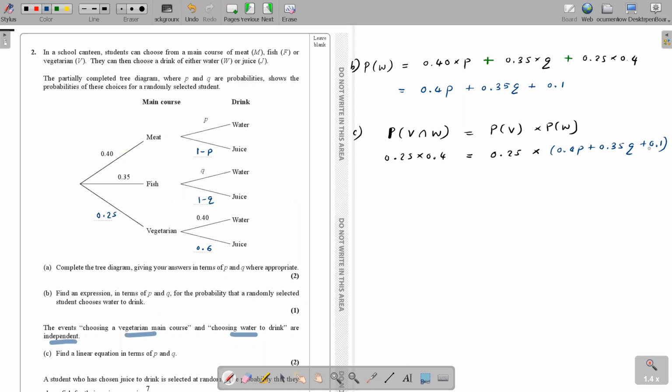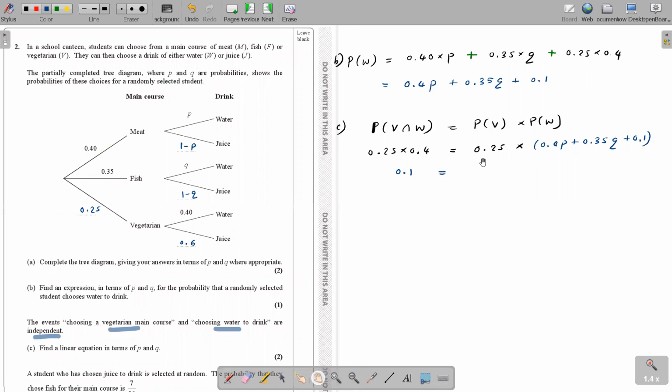Is that okay? Are you guys with me? 0.25 into 0.4 is 0.1, right? And can you all open the bracket? Or else, shall we take the 0.25 to the other side as a division? I think it's easier, right? Then this side becomes free. The decimals are also easy. 0.25 is 2 over 5.